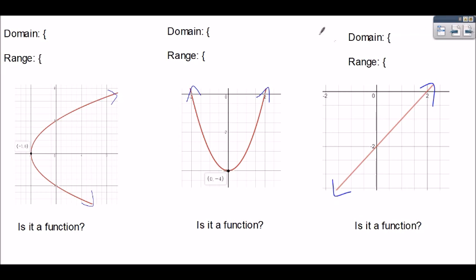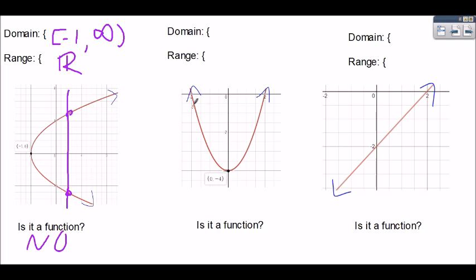So my domain is how far left. Well, it stops at -1, and it goes forever to the right. And then our range is how far down does it go? It's going to keep going forever. And how far up is it going to go? It's going to go up forever. So if it goes both down forever and up forever, we say all real numbers. And then, is this a function? I'm going to do my vertical line test and draw a line straight down. It crosses once, twice, so we're going to say no.